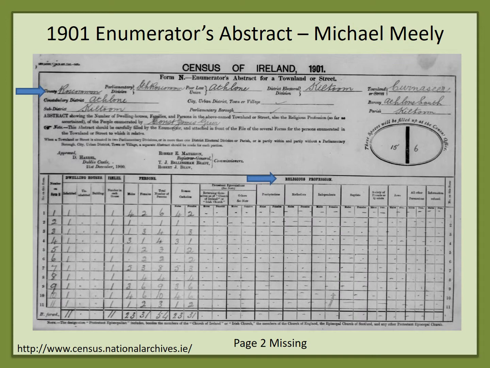The top section of the Enumerator's abstract provides detailed jurisdictional and location information across the top of the form as follows. County Roscommon, Roscommon's 8th Parliamentary Division, Athlone Poor Law Union, Kiltoom District Electoral Division, Cornaciro Townland, Athlone South Barony, and Kiltoom Civil Parish in the Athlone Constabulary District and the Kiltoom Subdistrict.